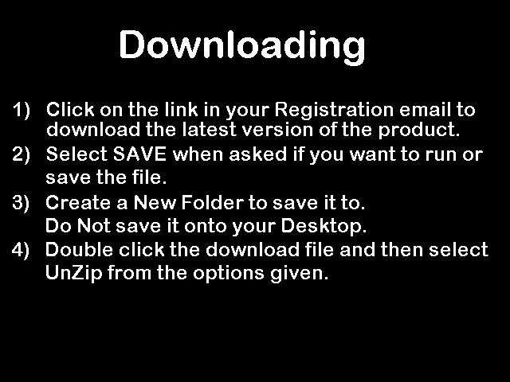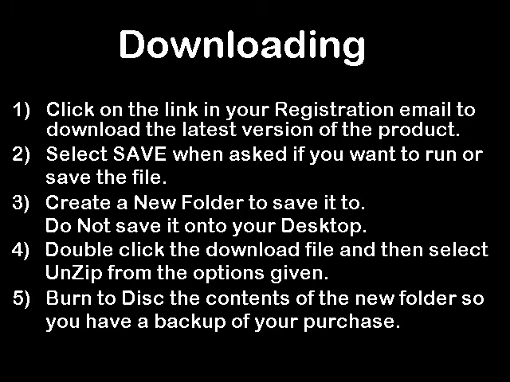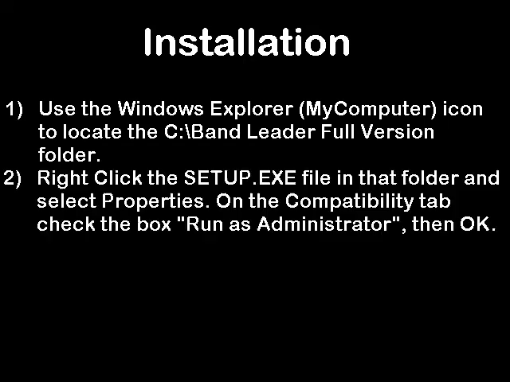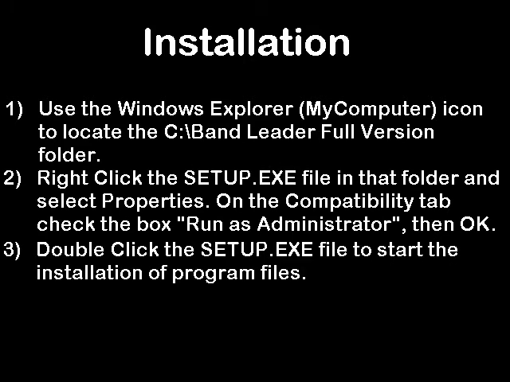Double-click that download file and select Unzip from the options. It will create a folder with the unzipped contents. Find that folder and right-click the setup.exe file, then the Properties and the Compatibility tab, and make sure you run it as an administrator user. Then double-click the setup.exe file to start the installation.